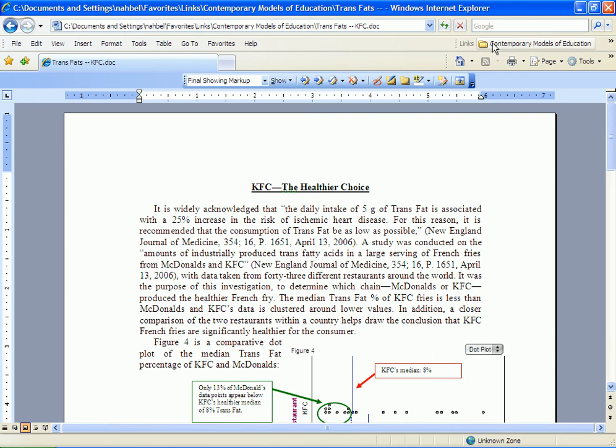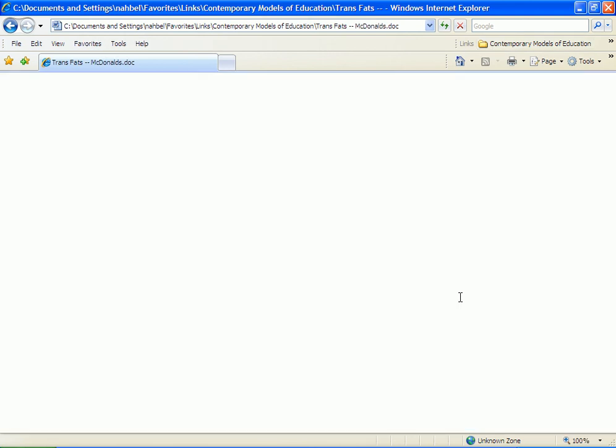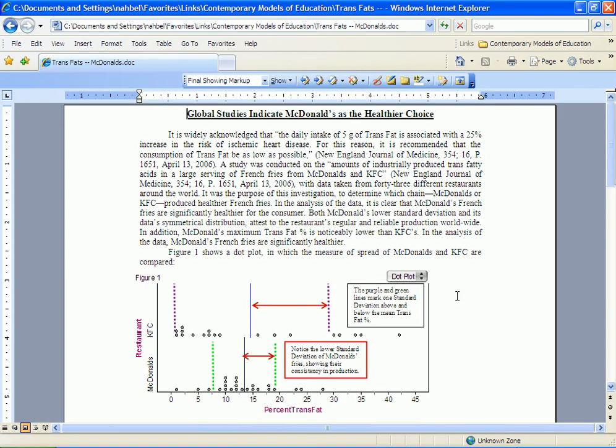But what's more significant is they also had to write an article that shows that McDonald's is healthier than KFC. The concept is that the news media spins data at us constantly all the time, giving us the impression that the information they're giving us comes from an unbiased and dispassionate view. Yet there is no such thing as an unbiased and dispassionate view.